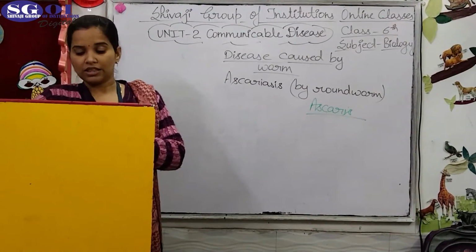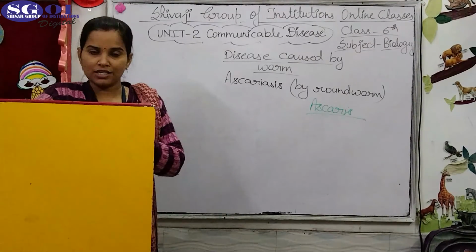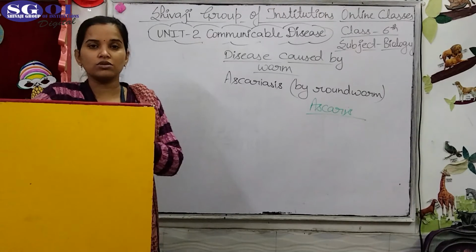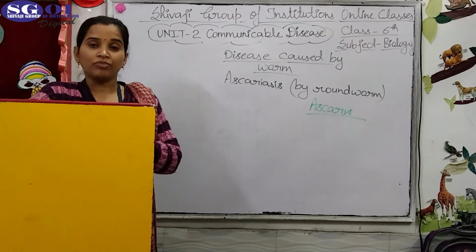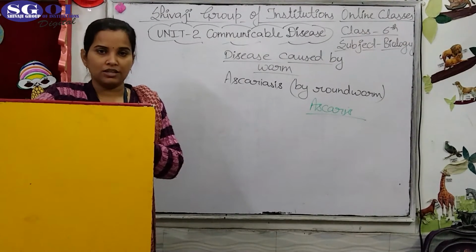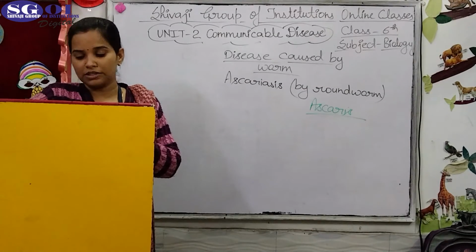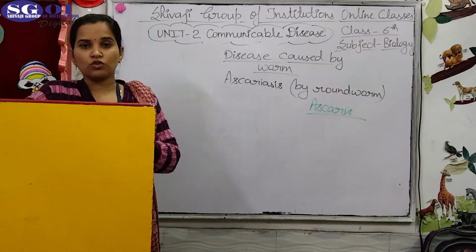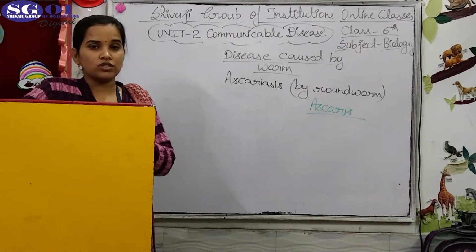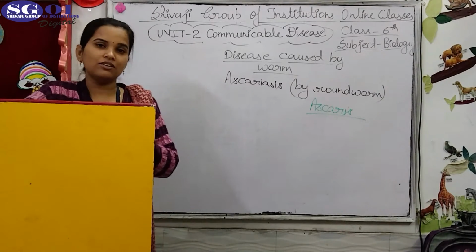Children get it when they eat with unwashed hands. जब आप अनवॉश्ड हैंड से कोई भी फूड ईट करते हैं या अनवॉश्ड रॉ वेजिटेबल्स ईट करते हैं, दैट कॉज दिस डिजीज, बिकॉज दैट वेजिटेबल्स हैज द egg of the ascaris. That's why this disease is transmitted by the unwashed raw vegetables. And the preventive measures of this disease are proper sanitation and the use of drugs. If this disease has occurred, then the drug is used to treat it.